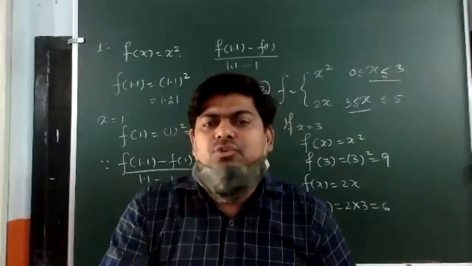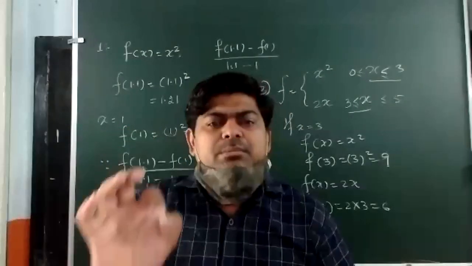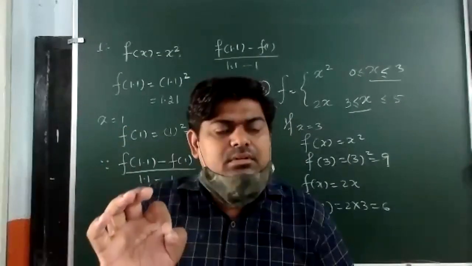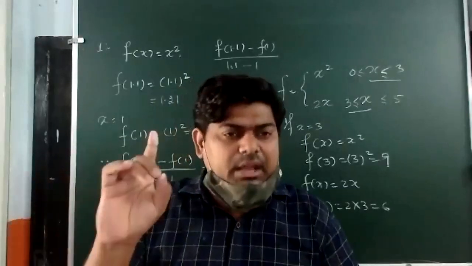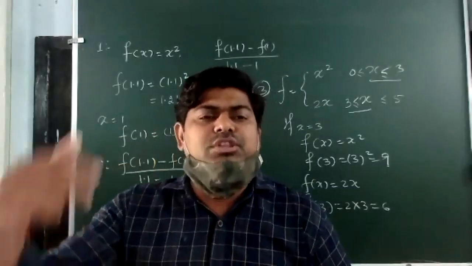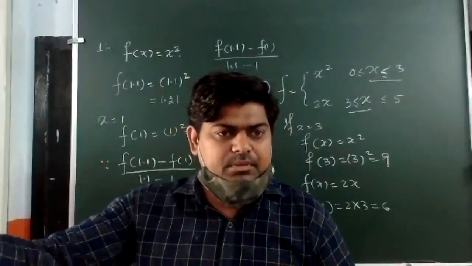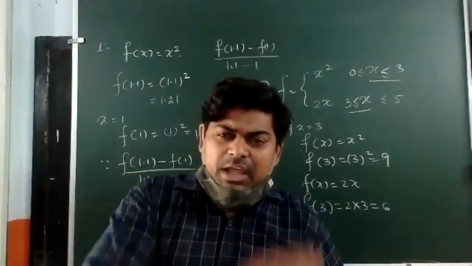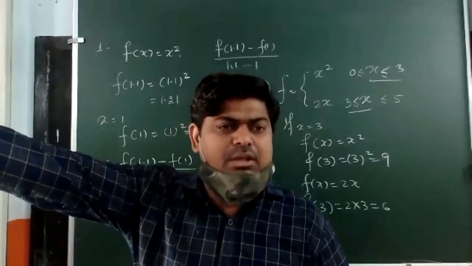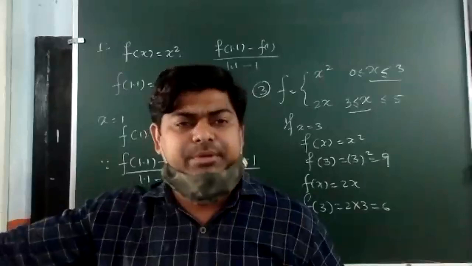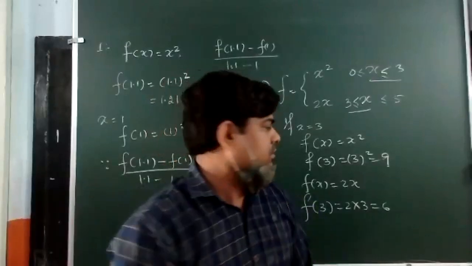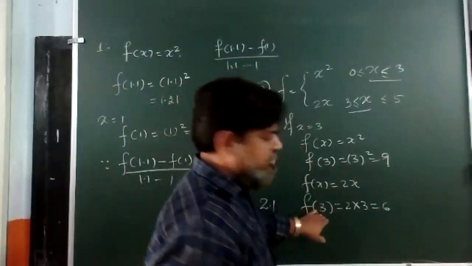The second condition I told you is that every element of A should have a unique image in B. It means one element cannot be associated with more than one element in B. Yes, more than one element can be associated with one element of B, but one element can't be associated with more than one element in B. And here we are getting x equal to 3 associated with two images.